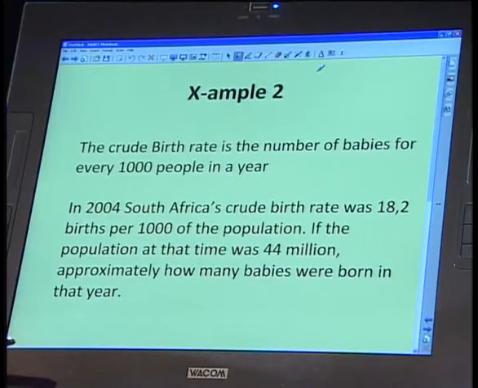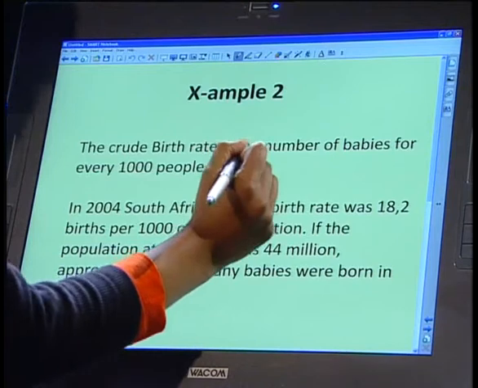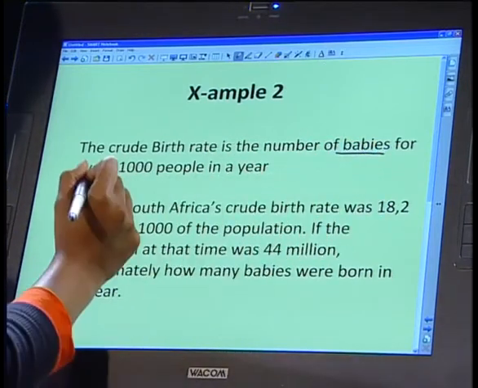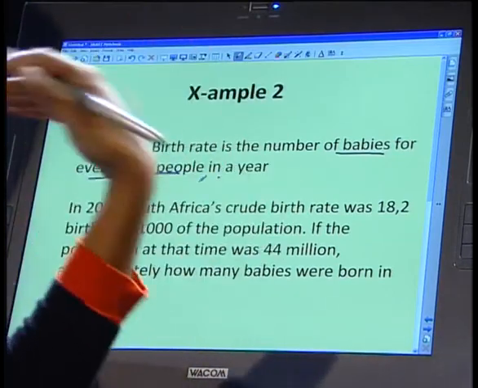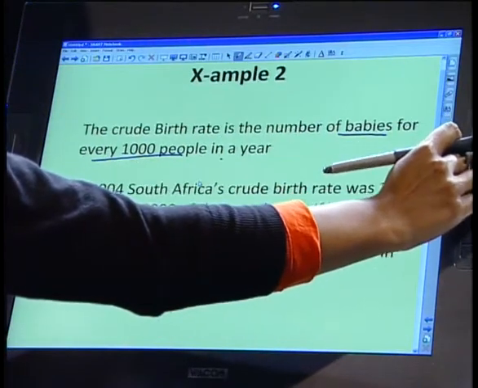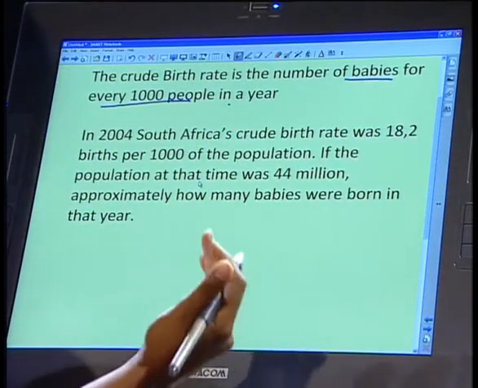So guys, we're now going to look at example 2, which is an example again using ratio, but in this case we are going to use ratio to help us to work out population numbers. Specifically, we are going to look at crude birth rates. Now that sounds really confusing, but all that a crude birth rate is, it's the number of babies for every 1,000 people per year. So it really is just a rate. It's telling you the rate at which the babies are being born per 1,000 people.